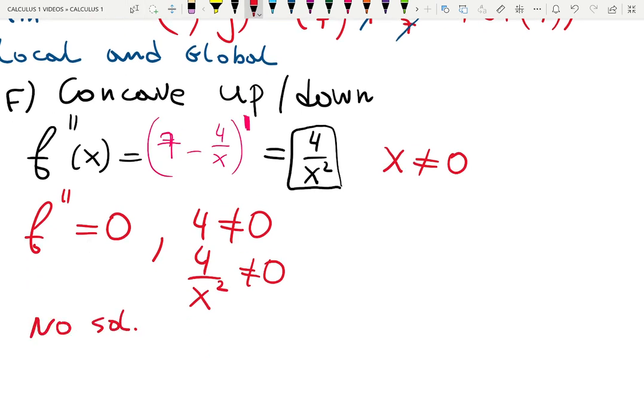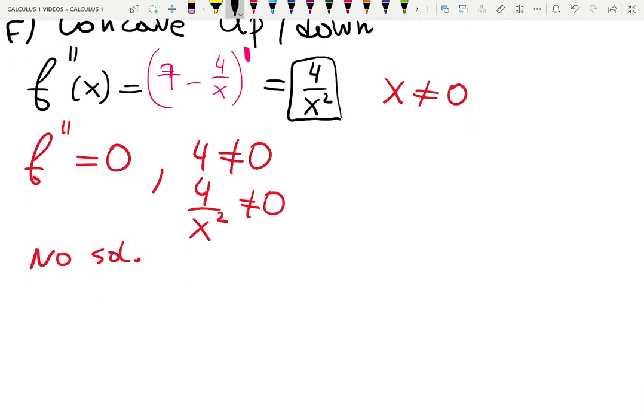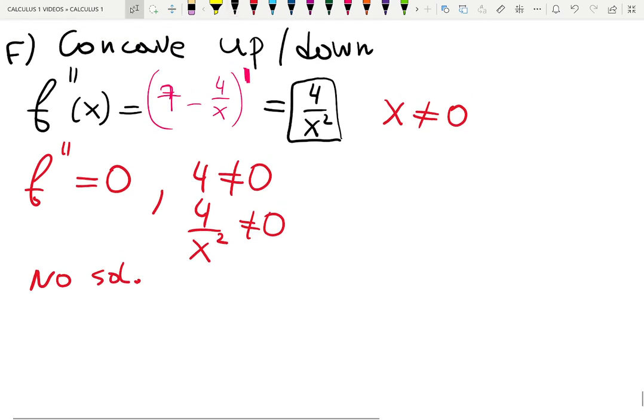Why did I switch to red color? No solutions. Actually, let me just keep it like so, short. No solutions for that. Thus, what does it even mean? There is no inflection point here, because remember, these points usually give us the inflection point. Well, I don't understand what to answer about concavity. When is it concave up and when is it concave down?